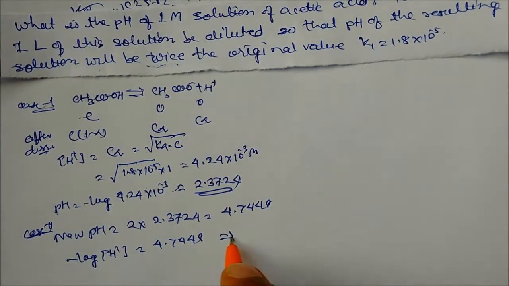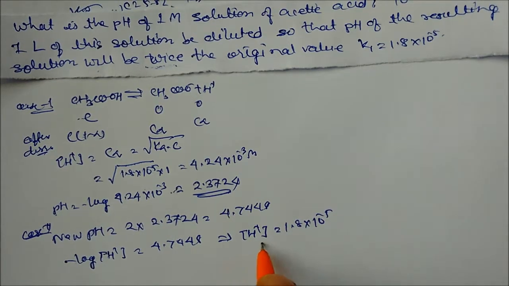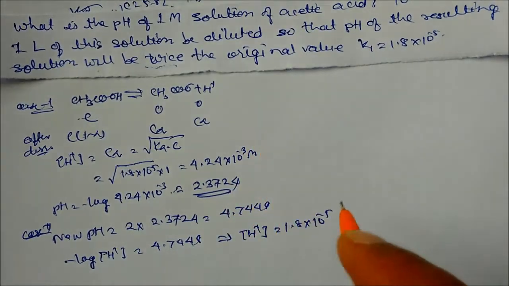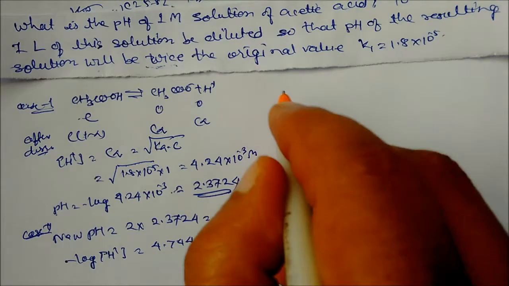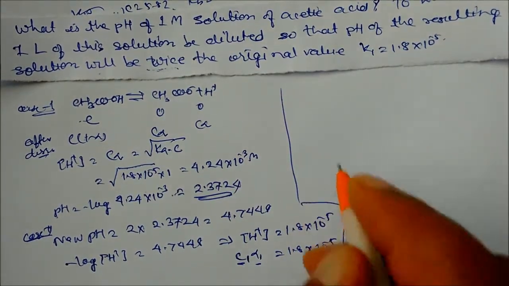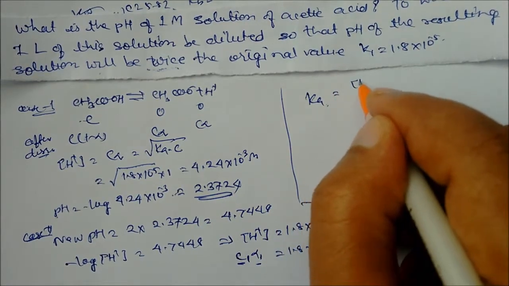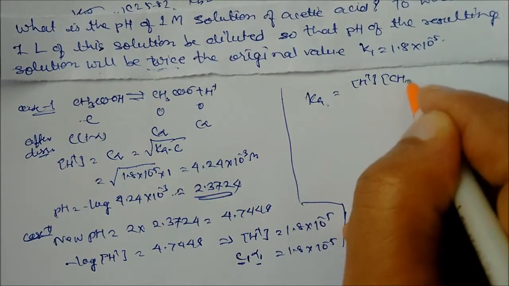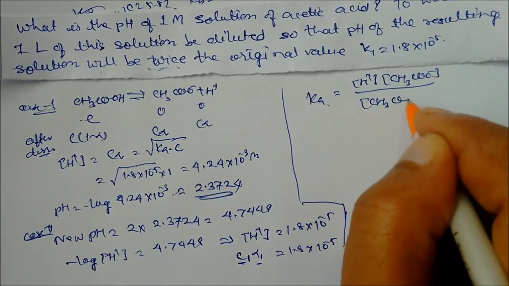So solving from here, H plus comes to 1.8 into 10 to the power minus 5. H plus is nothing but C into alpha, so we can write H plus is C1 into alpha 1, where the new value is 1.8 into 10 to the power minus 5. Now we can see one more equation. What is the equation? Ka will be H plus into the concentration of CH3COO minus divided by the concentration of acetic acid.